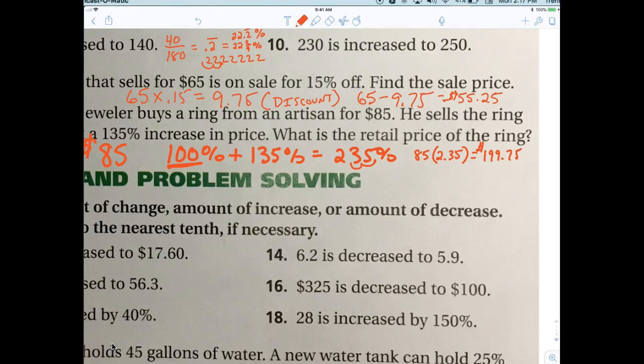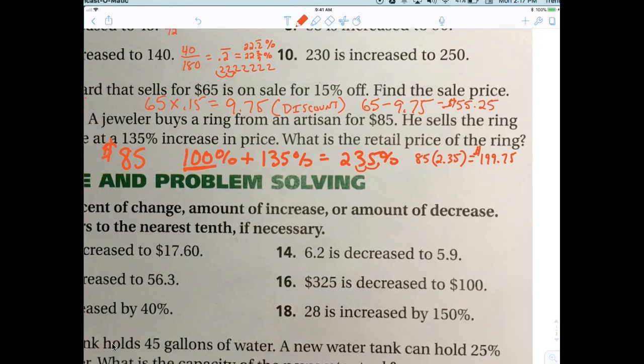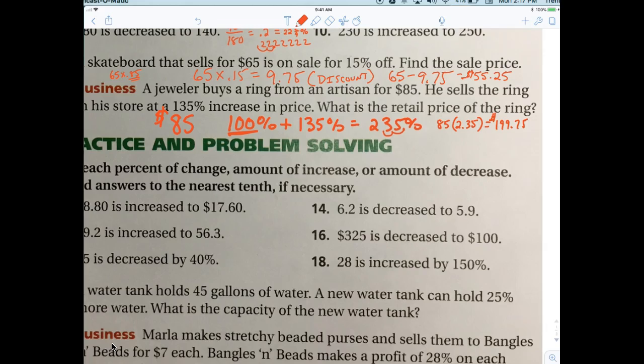Could you have also done 85 times 2 and then times 0.75? You mean 6.5. Oh, yeah, 6.5. All right, no, I don't recommend that. But would you still get the same answer? I know. I don't want you to do that. All right.